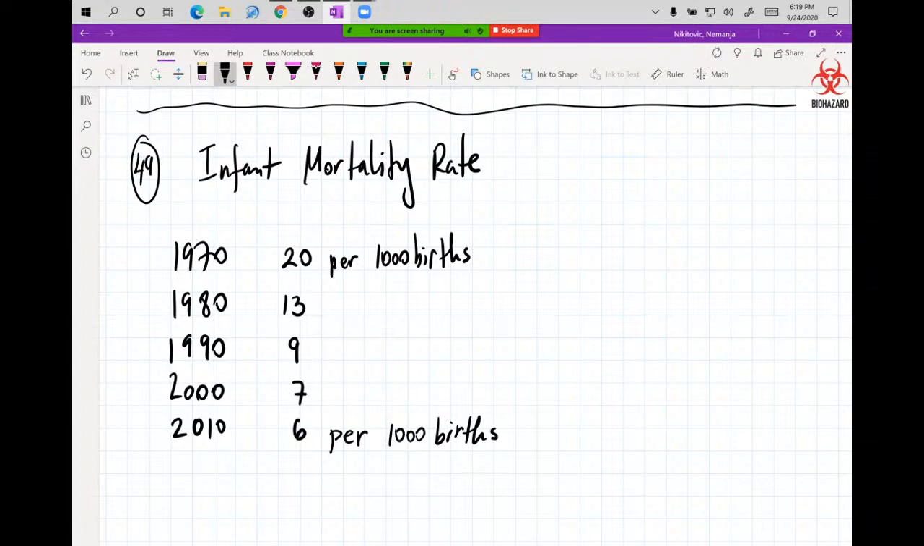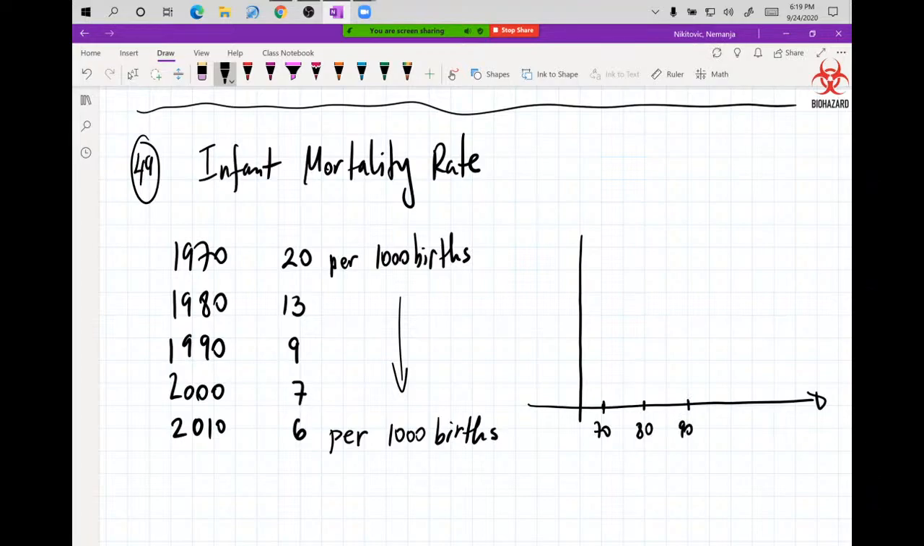That's the data. So all of this is the same, and we see that it went from 20 down to 6. Now that's us looking at the data in the chart. We can use the table of values, but we can also graph it the same way we did before, and then we can look at the values. So here we go with 70, 80, 90, 2000, and 2010.